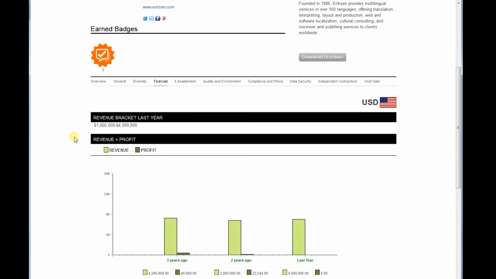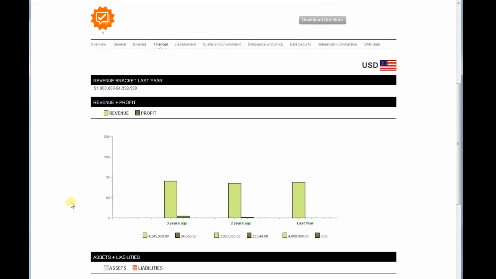A revenue bracket, it's not a specific amount of revenue, but it shows the range of your relative size. And then a set of bar charts here that show for the past 3 years, what's the trend line in terms of your revenue and profit growth? Obviously, if it's increasing, that's wonderful. If it's decreasing, hopefully you'll provide some other information.